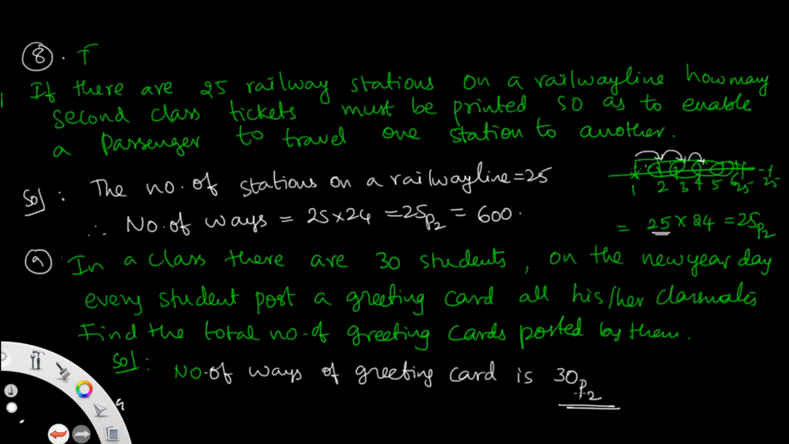So that should be done in 30 into 29 ways. 30 into 29 is nothing but 30 P2 ways. So this is the answer. That is 870. 30 into 29, that is 870 ways.